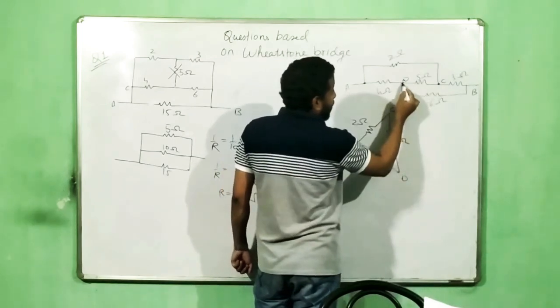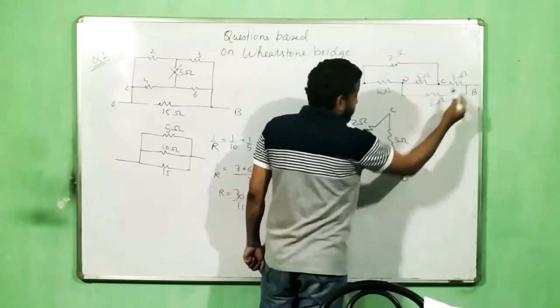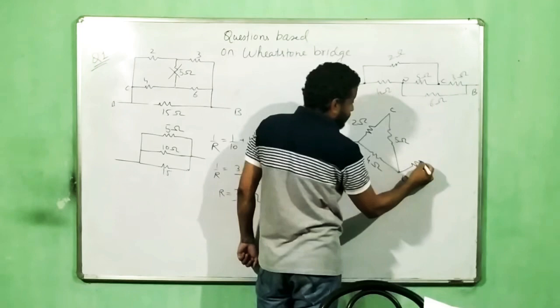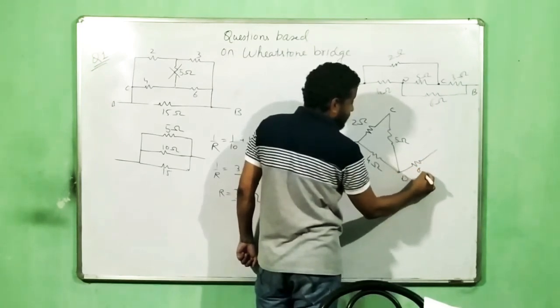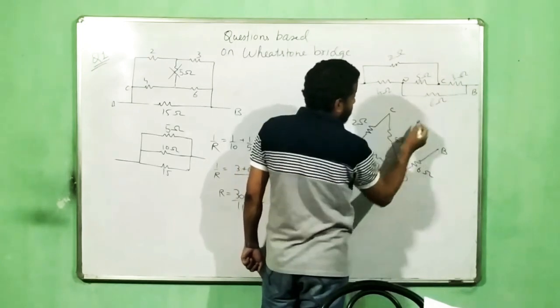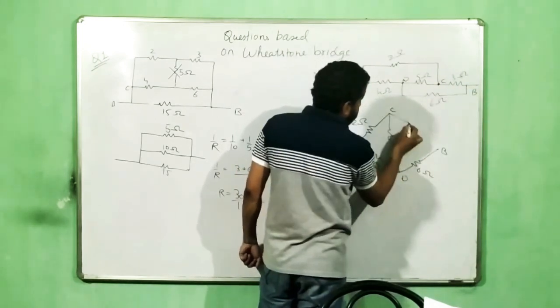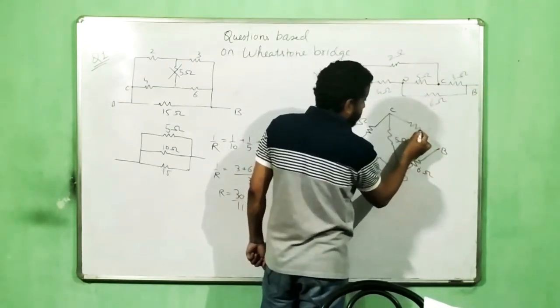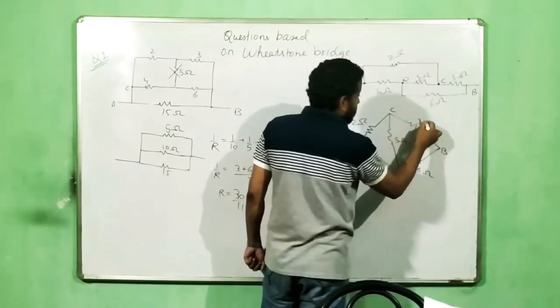And then from D, there is one which goes to point B. So this is 6 ohm. This is my point B. And then from C, there is one more which is going to point B. This is C to B. And this is your 3 ohm.